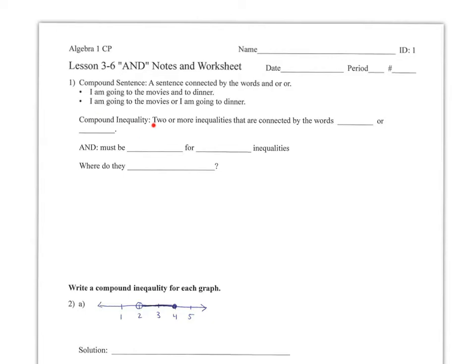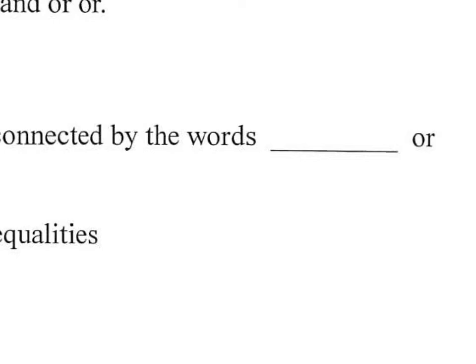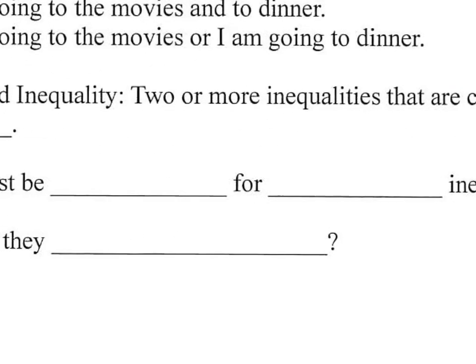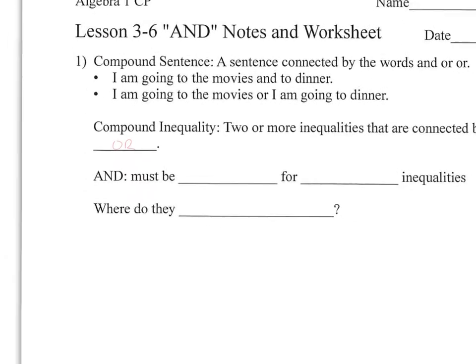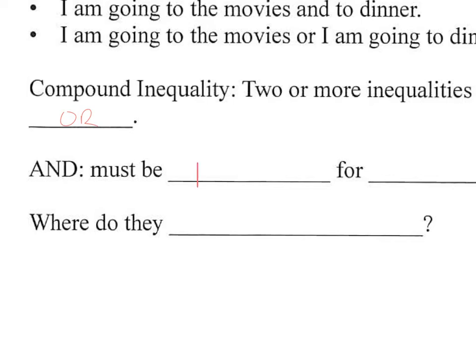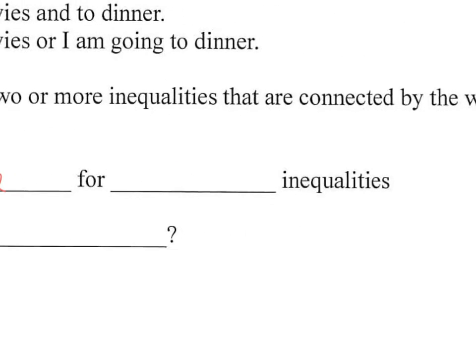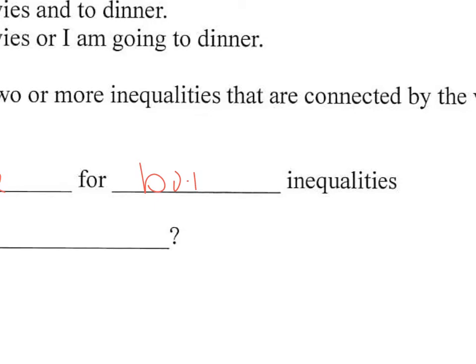So first off, a compound inequality is where I have two or more inequalities, and they're going to be connected by the words and or or. So and, or. Okay, on an and statement, it must be true for both inequalities. All right, so the answers have to work for both.